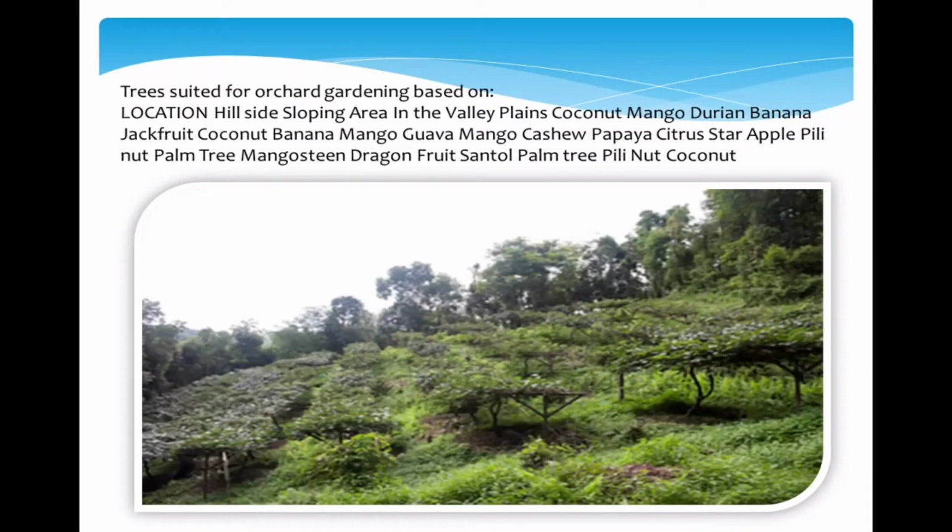Trees suited for orchard gardening are based on location. As you see in the picture, for example, hillside, sloping area, valley, and plains. Mostly coconut, mango, durian, banana, and jackfruit are suited for this kind of location.